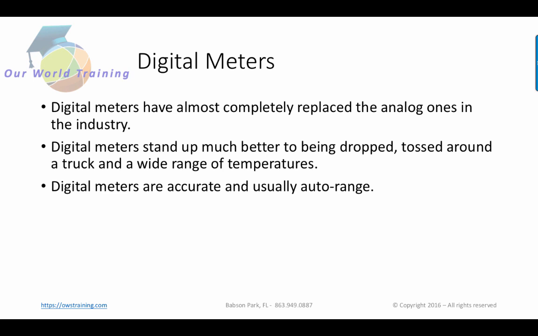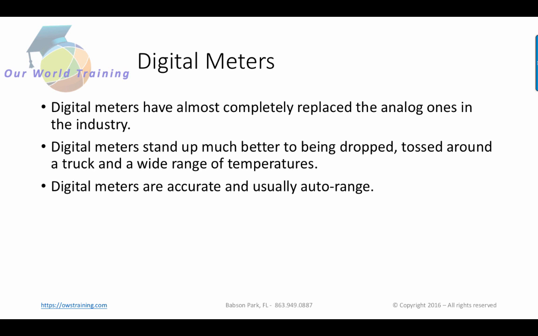Digital meters have almost completely replaced the analog ones. As with everything else, we've gone to digital because they're easy, they don't need adjustment, they don't need a lot of calibration, and they can stand up better to being dropped and tossed around, and they can stand up to a wide range of temperatures. Digital meters are relatively accurate and usually auto range. In other words, you don't have to select a range on them anymore.